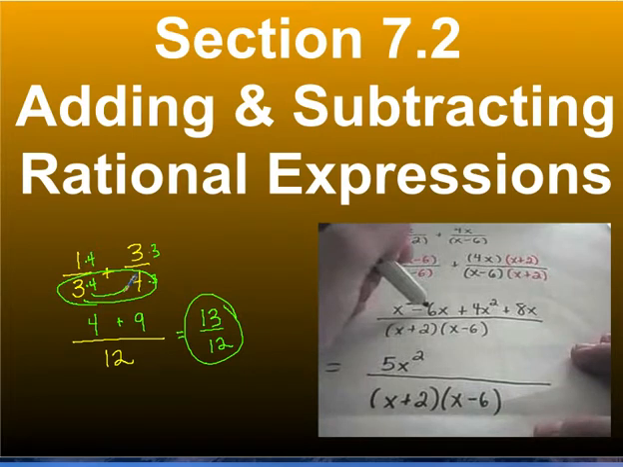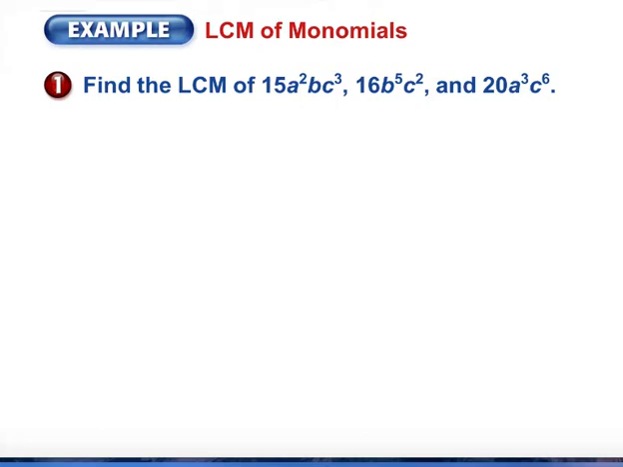So that is the same idea when we have rational expressions with variables and exponents and different expressions in our denominators. So let's first look at some monomials. So you see I have 15a squared bc cubed, 16b to the 5th c squared, and 20a cubed c to the 6th. Now what I want to find first is what's called our lowest common multiple. So that's going to be the number that all three of these will divide into.